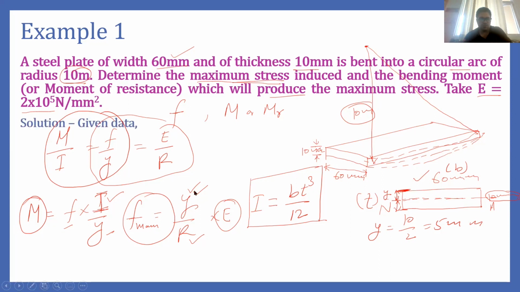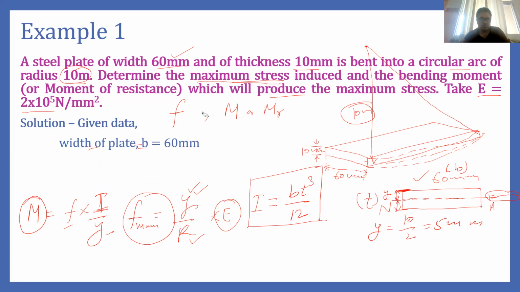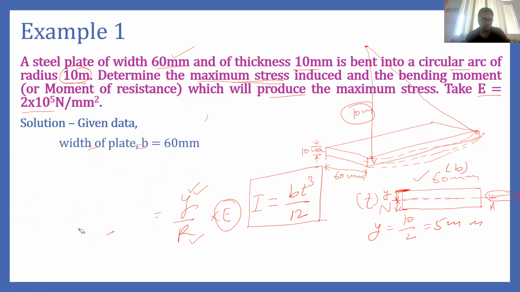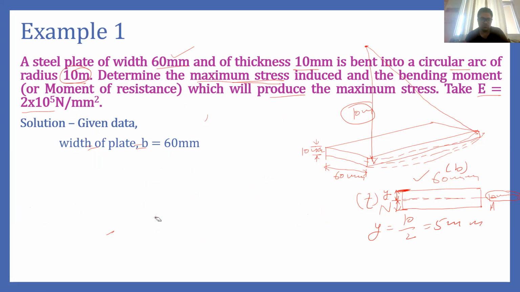Now, I have already solved this problem. Here we have the given data, which is 60 mm. First, I will erase some part. So here we have the solution of this numerical. We have the given data in the form of the cross-sectional dimension of the plate, and the moment of inertia we can easily calculate, which is BT cubed by 12.